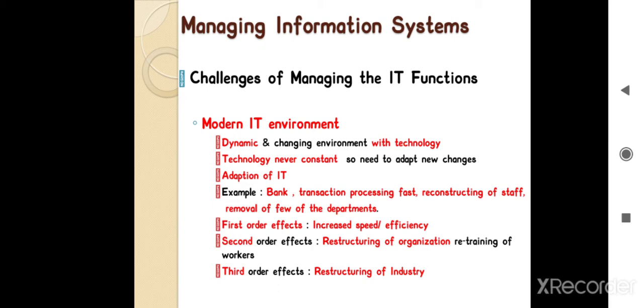By making use of the modern IT environment, there might be first order effects due to which they can increase the speed and efficiency. Instead of using a traditional banking system, suppose we make use of an IT environment, at that time there is increased speed, and efficiency is also going to increase. That means what? It is going to have a first order effect.